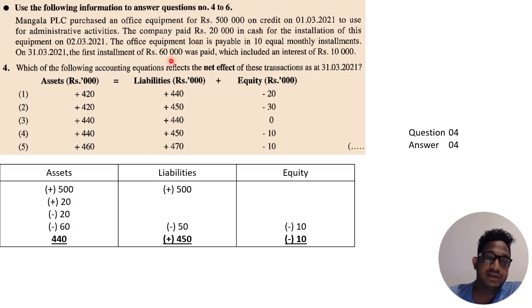And the last one, you are paying the first installment of 60,000. So cash decreased by 60,000, meaning assets decreased by 60,000. And that includes 10,000 interest. So the equity decreases by 10,000 for interest and the liabilities decrease by 50. So your assets closing balance should be 440, liabilities should be 450 and the equity should be minus 10. So the correct answer for question number 4 is number 4.